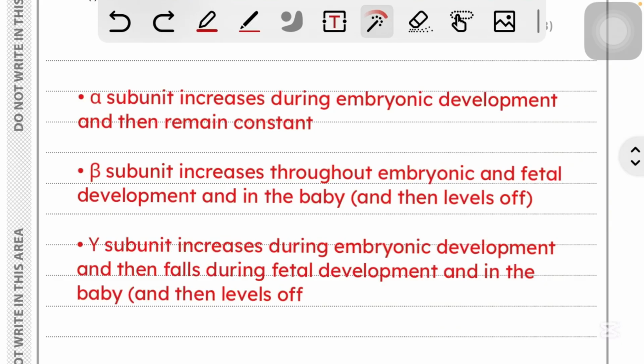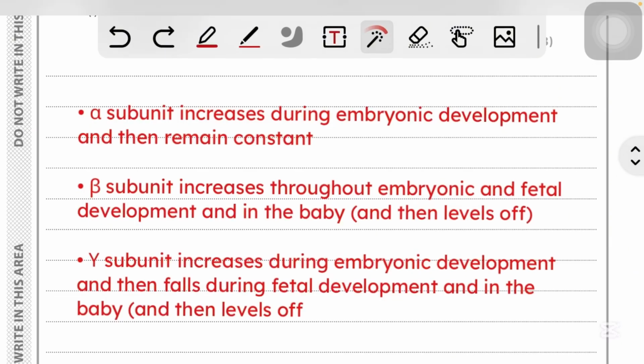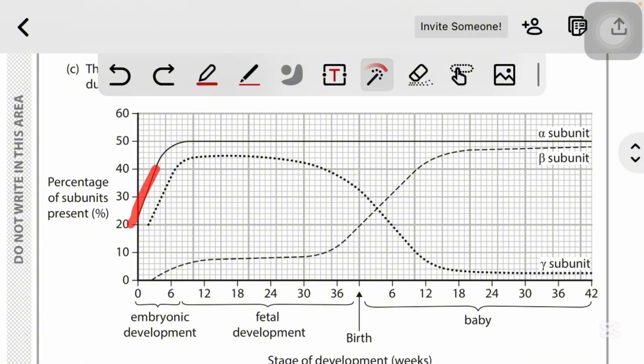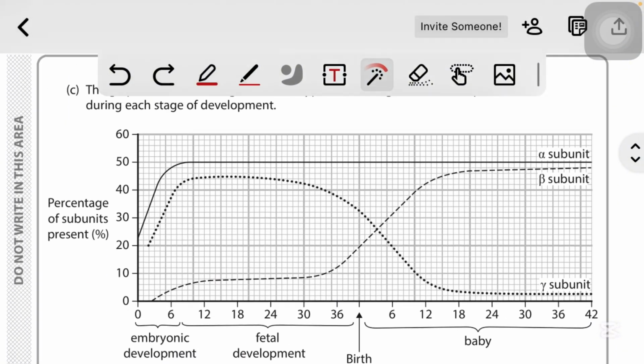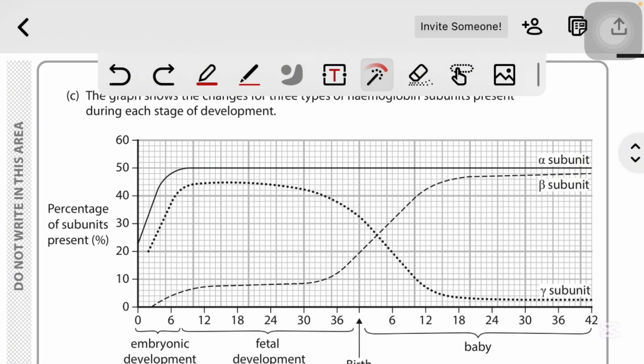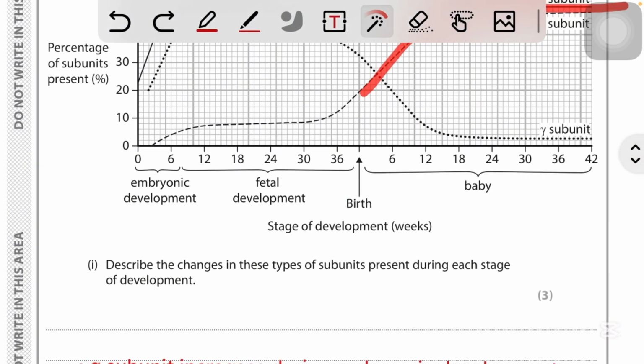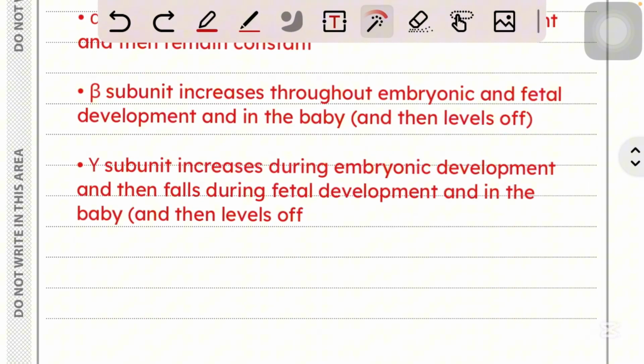Alpha subunit increases during embryonic development and then remains constant. Beta subunit increases throughout embryonic development and fetal development and in the baby, and then levels off. This is beta. It increases through embryonic, fetal, and when the baby is born, it increases, and it stops increasing and becomes constant.